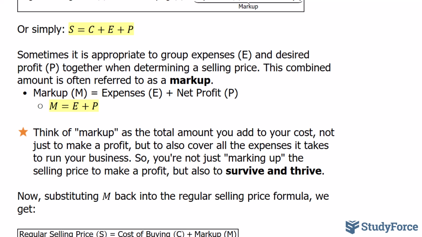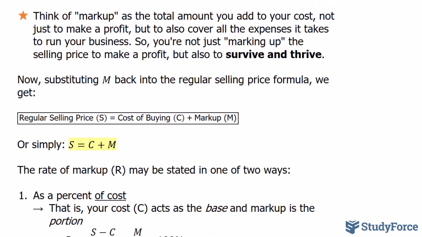Now we can substitute this variable M back into the formula, and if we do, it ends up becoming S is equal to C plus M. Or in other words, the regular selling price is equal to the cost of buying plus the markup. Depending on the situation, you may use this formula or the other one involving expenses. Now markup can also be represented as a rate.